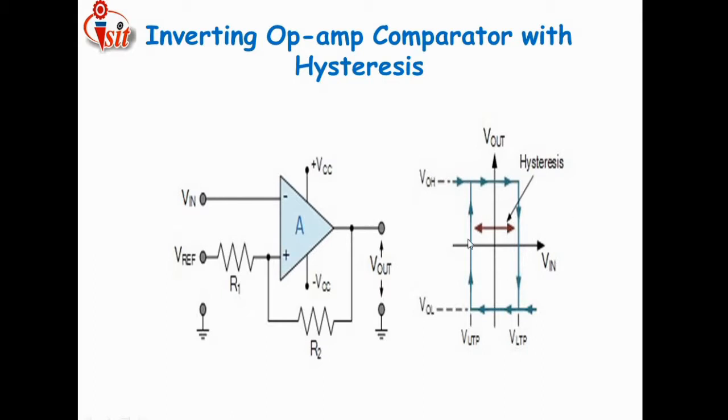Here the hysteresis is given by a formula involving the output high voltage and output low voltage. When the output high voltage is entered, it travels in the clockwise direction through VLTP and VUTP, which stand for voltage lower triggering point and voltage upper triggering point. In the rising direction the voltage is the lower triggering point, and in the falling direction the hysteresis is called the voltage lower triggering point, while the upper direction is the voltage upper triggering point.